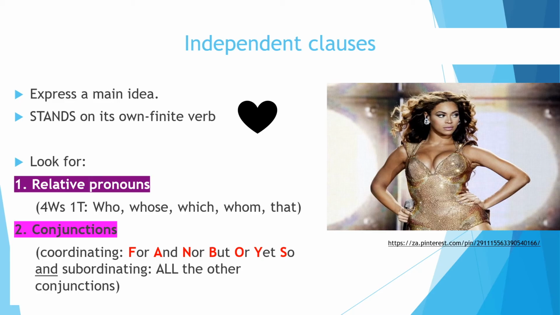Look for the following parts of speech in a sentence to identify the independent or main clause. You can look for relative pronouns. Your 4 W's and 1 T is a way that I like to remember it: who, whose, which, whom, and that. And you can also look for conjunctions. To be specific, you can look for coordinating conjunctions, where we use the rhyme FANBOYS: for, and, nor, but, or, yet, and so. And you can also look for subordinating conjunctions, which are all of the conjunctions that do not fit into FANBOYS. Let's look at some examples on the next slide.